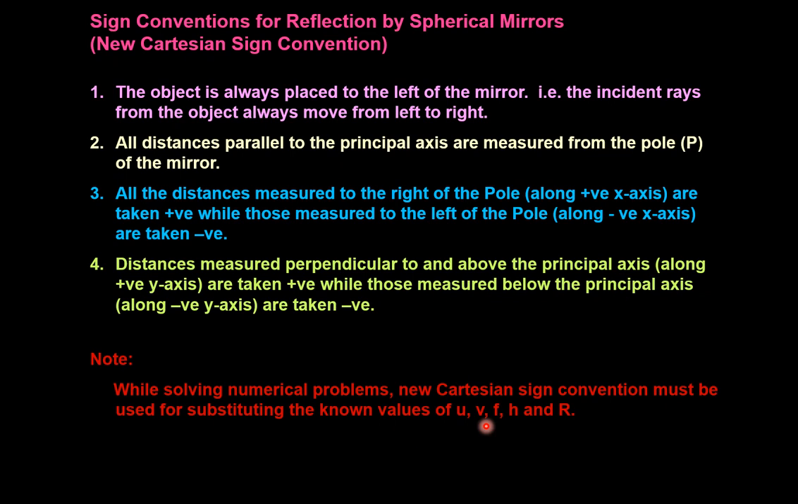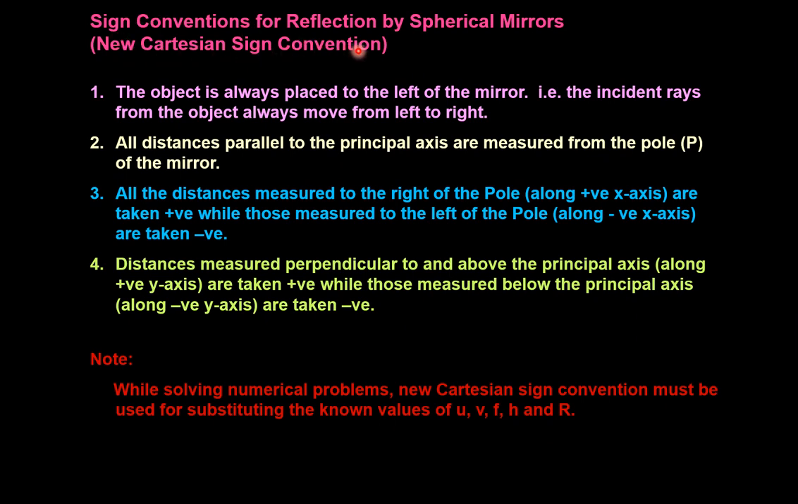Small f is focal length. It is the distance between the pole and the principal focus. We start from the pole and go till the principal focus, so it will be f. This h is the height of the object or height of the image, and r is the radius of curvature. For all the given parameters we need to assign the appropriate sign using this new Cartesian sign convention.